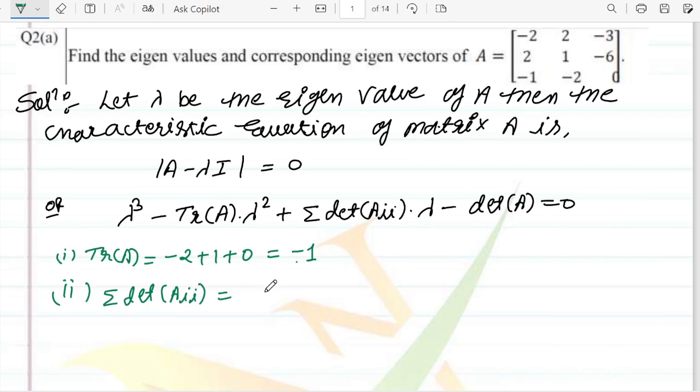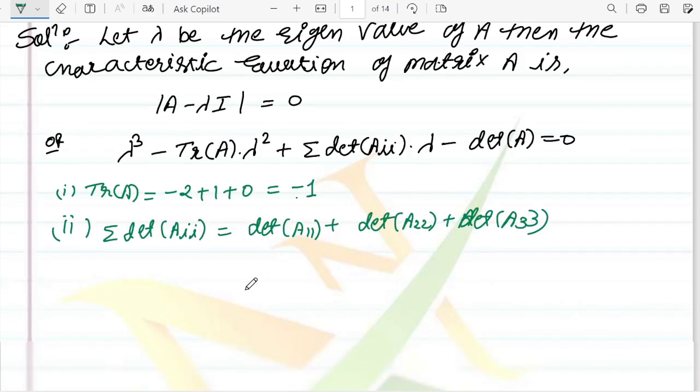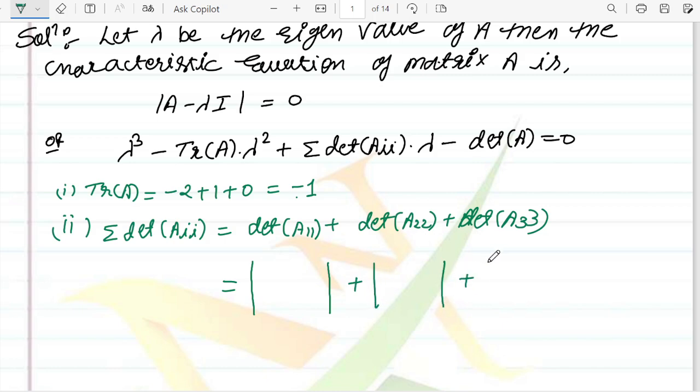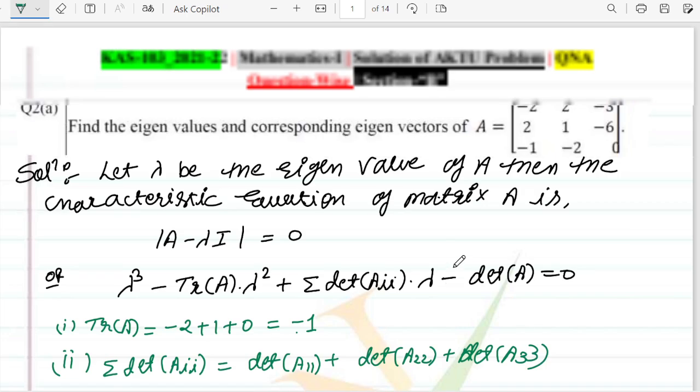What is Aii? That is determinant of A11 plus determinant of A22 plus determinant of A33, right. Therefore hiding by A11 determinant, hiding by A22 determinant and hiding by A33 determinant.